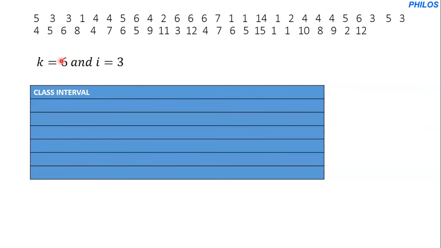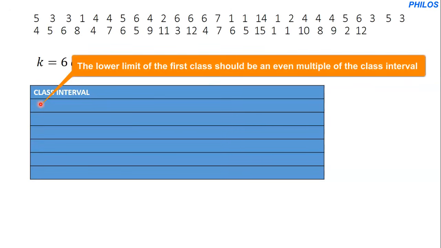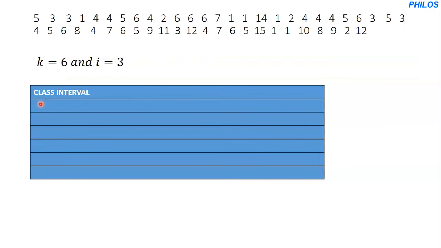Now the next thing you are going to do is to choose the lower class limit to start from. There's a rule that the lower limit of the first class should be an even multiple of the class interval. But that rule will be difficult to apply in this question. If it was another question, that rule can be easy. But looking at the nature of this question, it will be difficult to apply. So let me just show you one way of doing this simply.